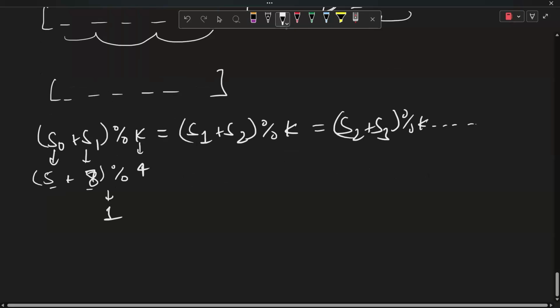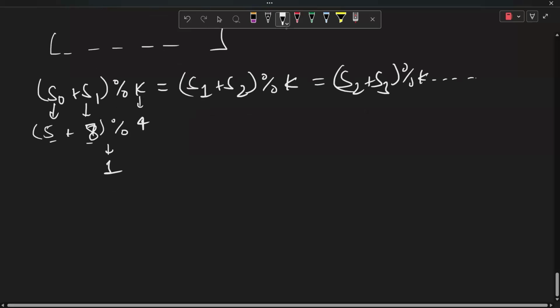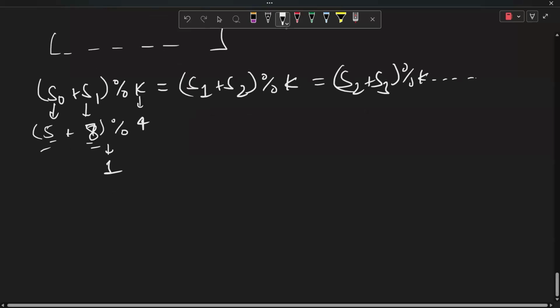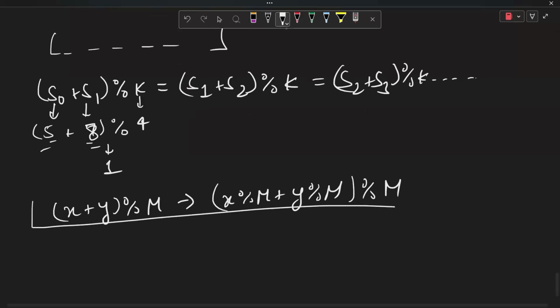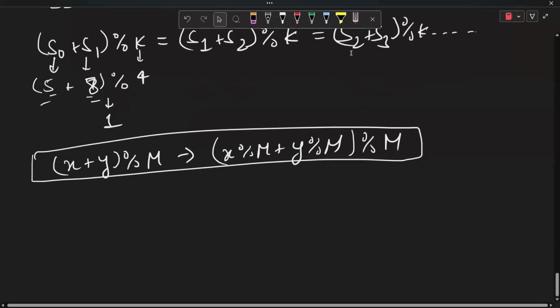So whenever you do a mod 4, the first thing you can break down this equation into is you can just do a mod 4 with the individual values first, and then you can do a sum. So if you know the property of mod, x plus y mod m is same as x mod m plus y mod m. So we are going to just use this property here. So if you use this property, what can we say?